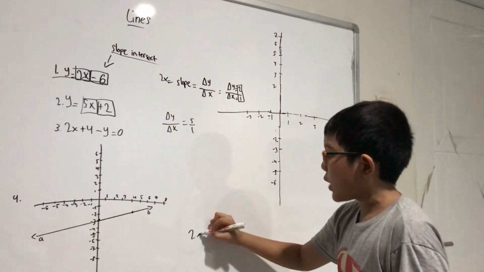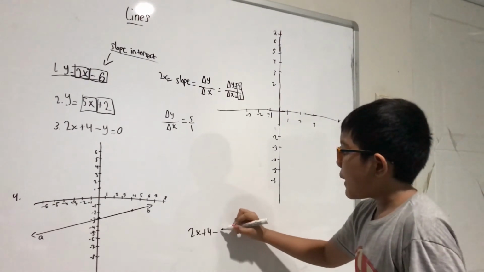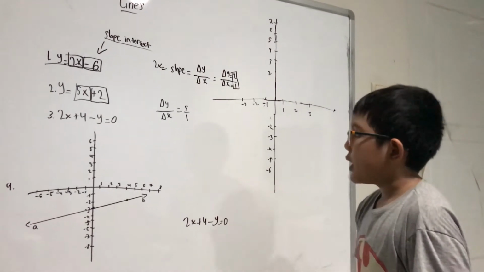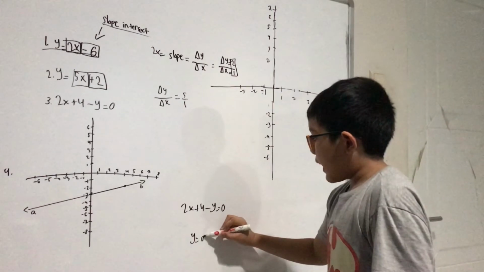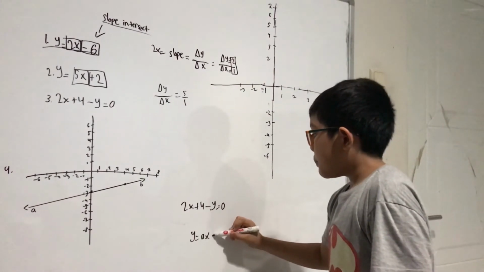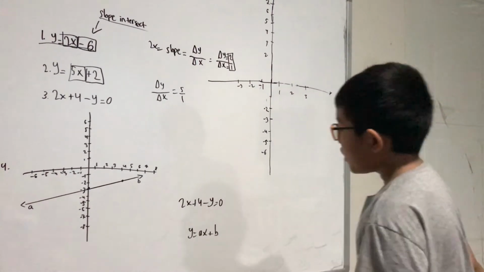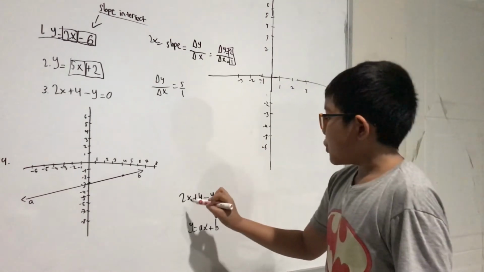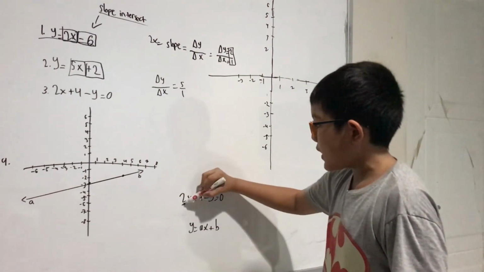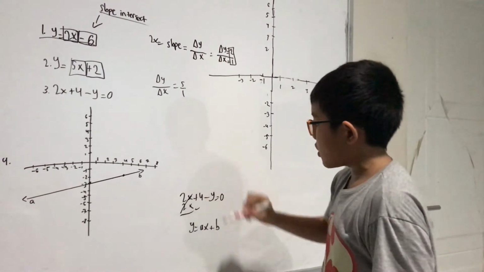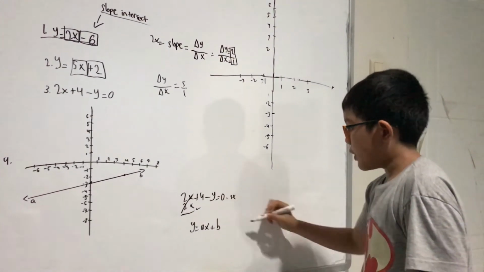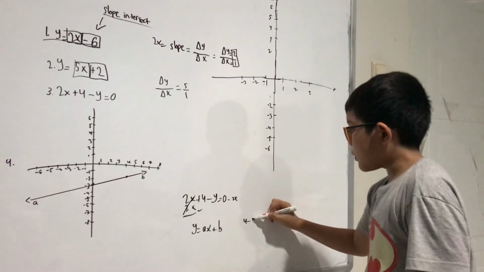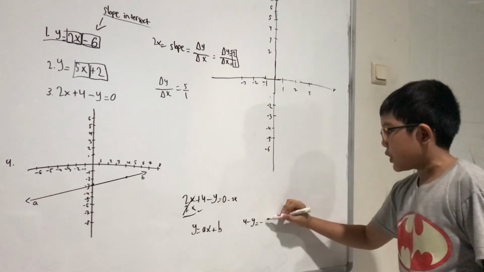So it's going to be 2x plus 4 minus y is equal to 0. And we want it to be y is equal to, let's say, ax plus b. So we just minus both sides by 2x. So if we minus it, it's going to be 0. And because in here it's going to be negative 2x. So it's going to be 4 minus y is equal to negative 2x.